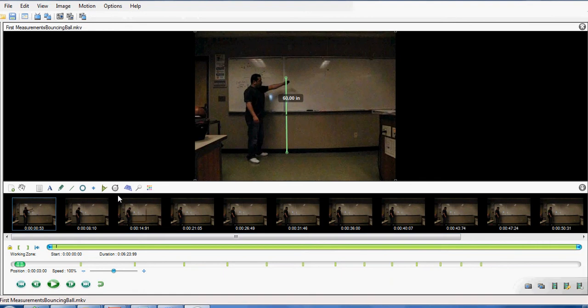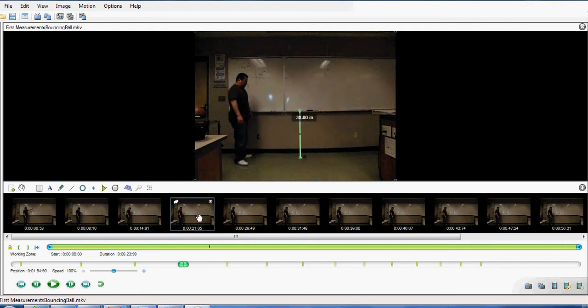So here's my project uploaded into the software I used to take measurements. This is 60 inches. I measured this from the baseboard to a line on the whiteboard, and we measured that with measuring tape. That's our reference point. This is my first point, the height that I dropped the ball, and then the bounce and each subsequent point thereafter.